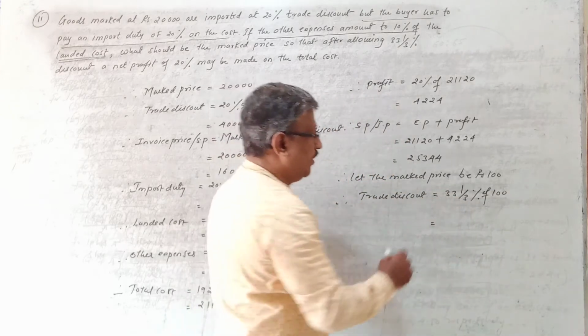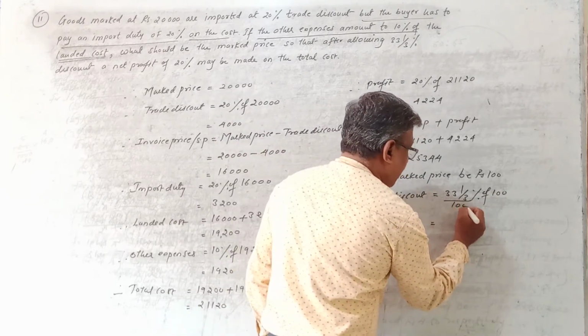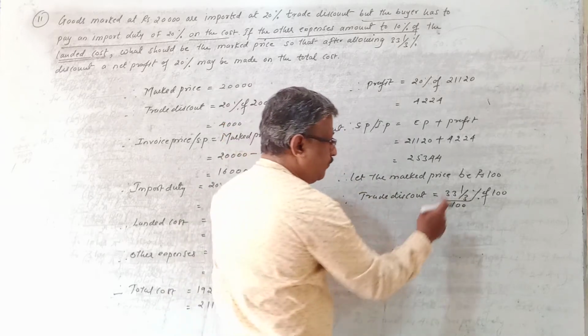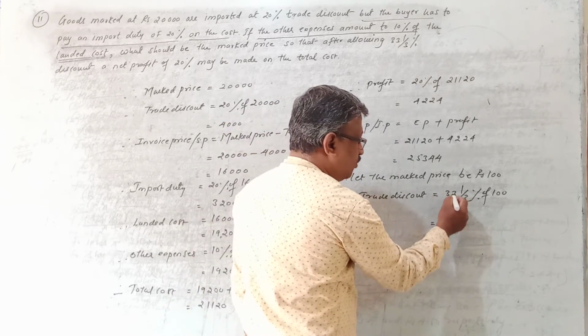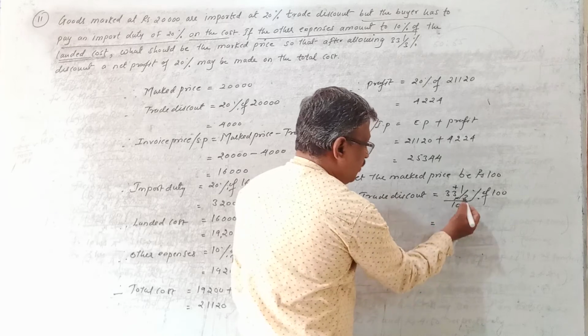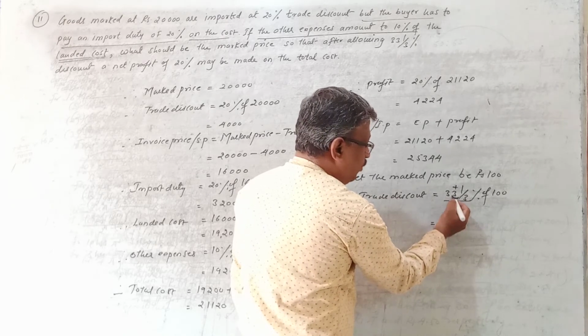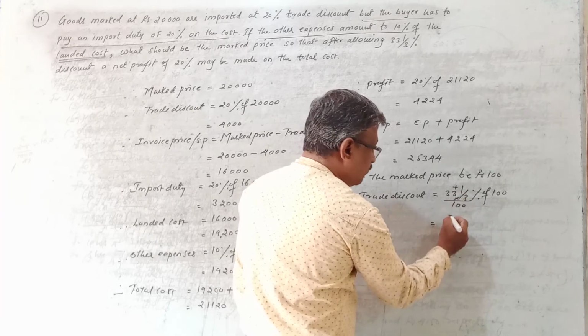So 33 and 1/3% is what? It is divided by 100. Yeah. So first you simplify 33 and 1/3. This you multiply and this you add. So it is 33. 3 into 33 we get 99. 99 plus 1 is 100.